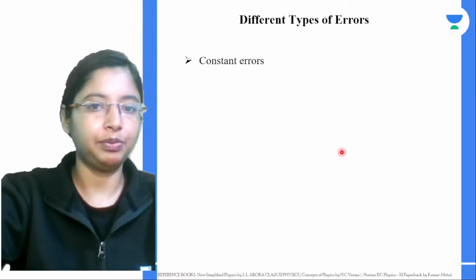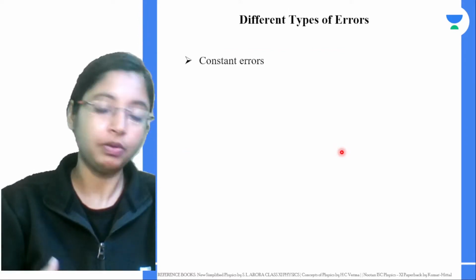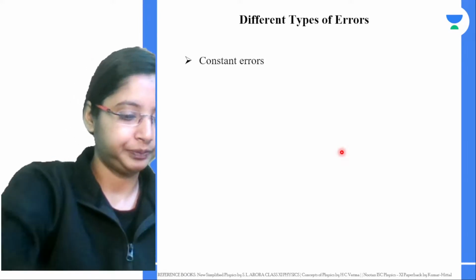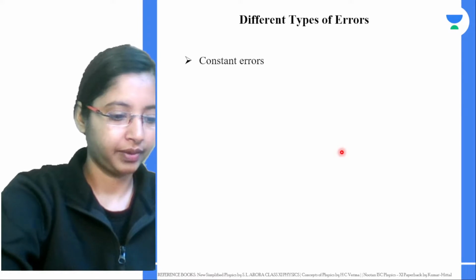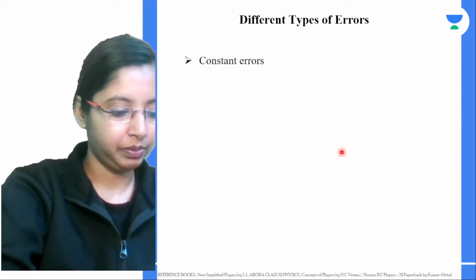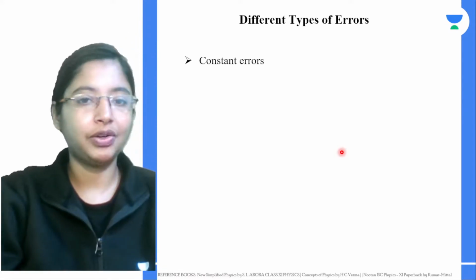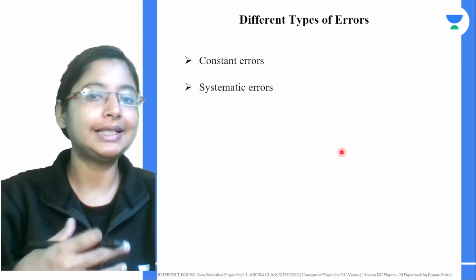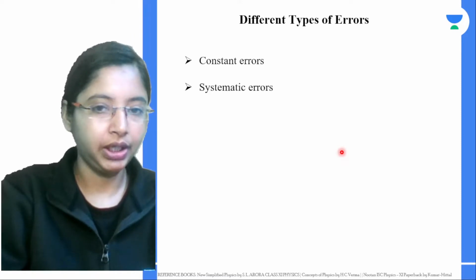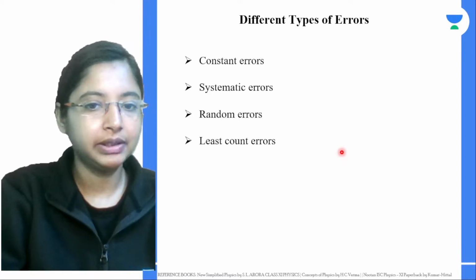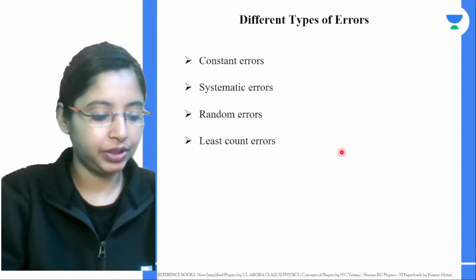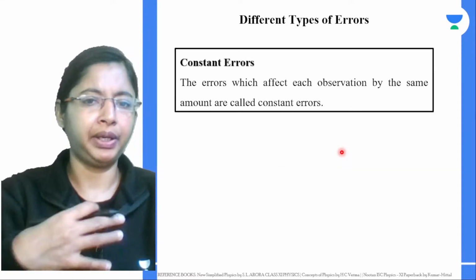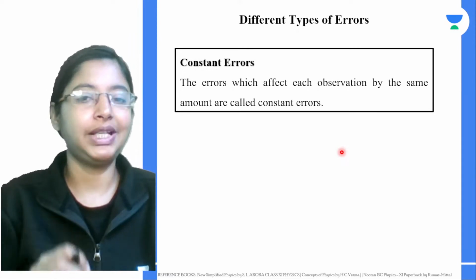So there are different types of errors. If you know about some of the errors, you can give them in the comment box, right? What are the different errors? So one is basically your constant error, and another type of error we call a systematic error, and then you have random errors, and then you have least count errors, and then you have gross errors or mistakes.